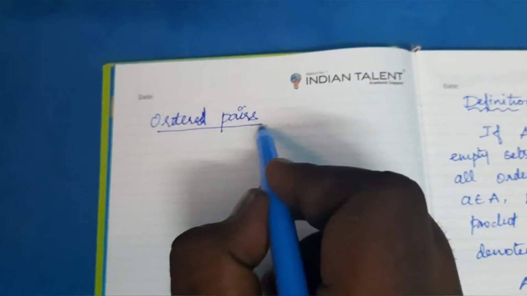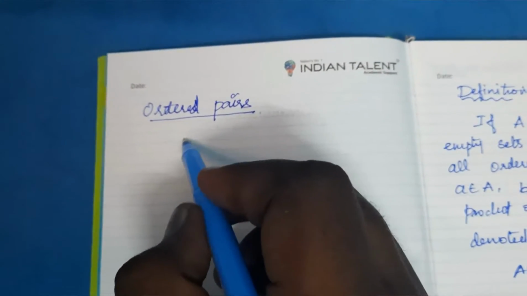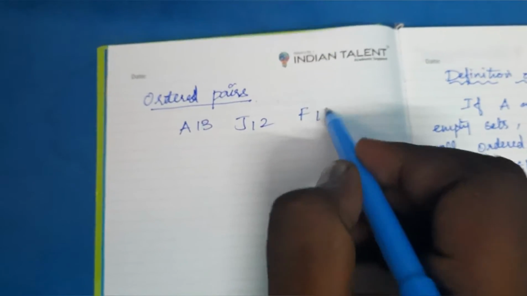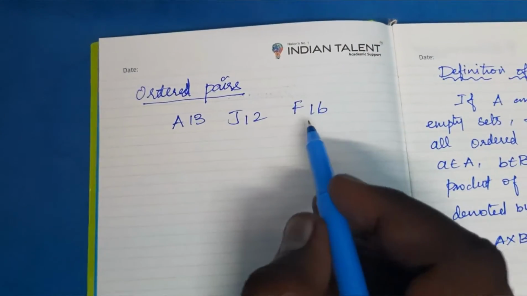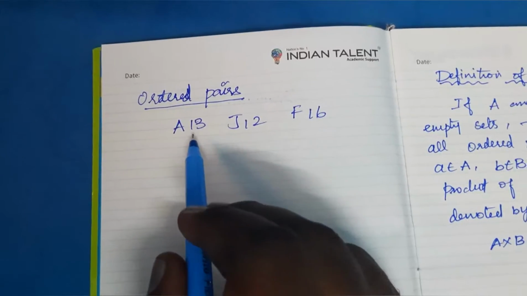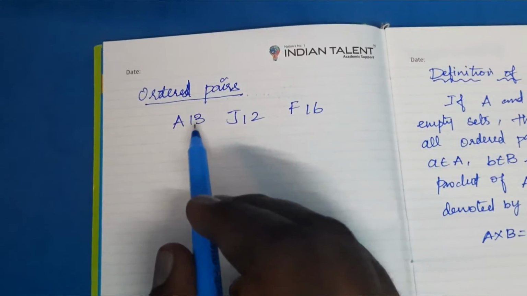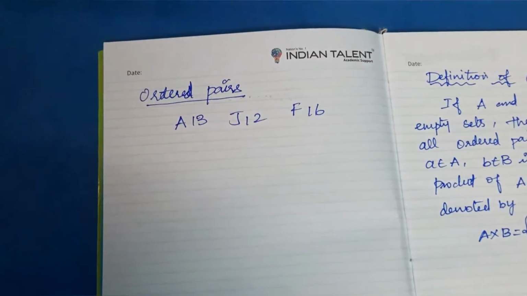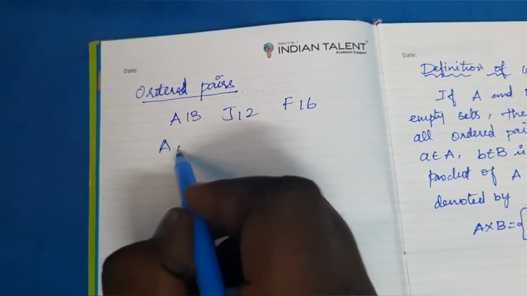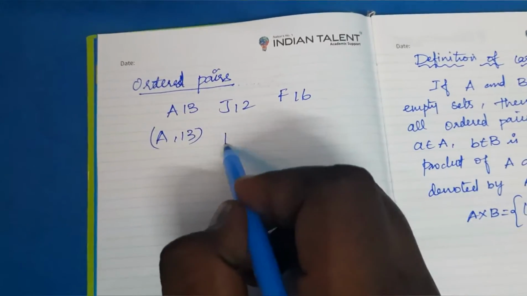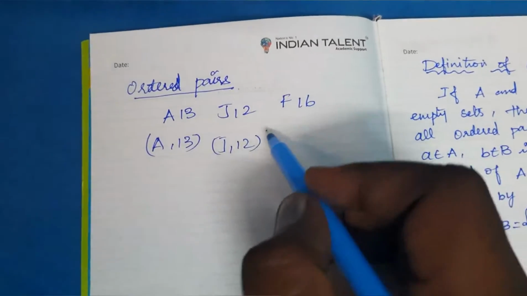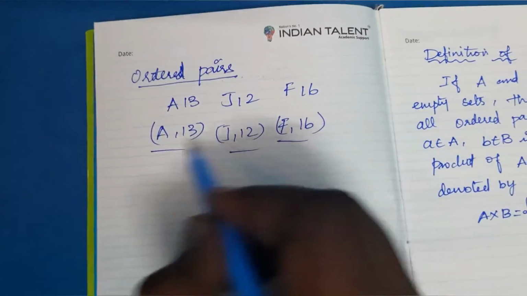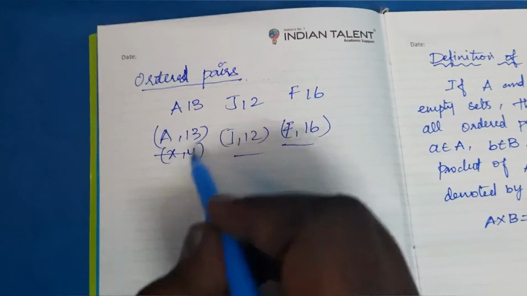Ordered pairs. In theatre seats, there is a number like A13, J12, F16. What does it denote? A, J, F denote the rows, and 13, 12, 16 denote the seat numbers. Similarly, how do we denote it as an ordered pair? A, 13, and J, 12, and F, 16. This denotation is called an ordered pair. It should be in the form of x, y.